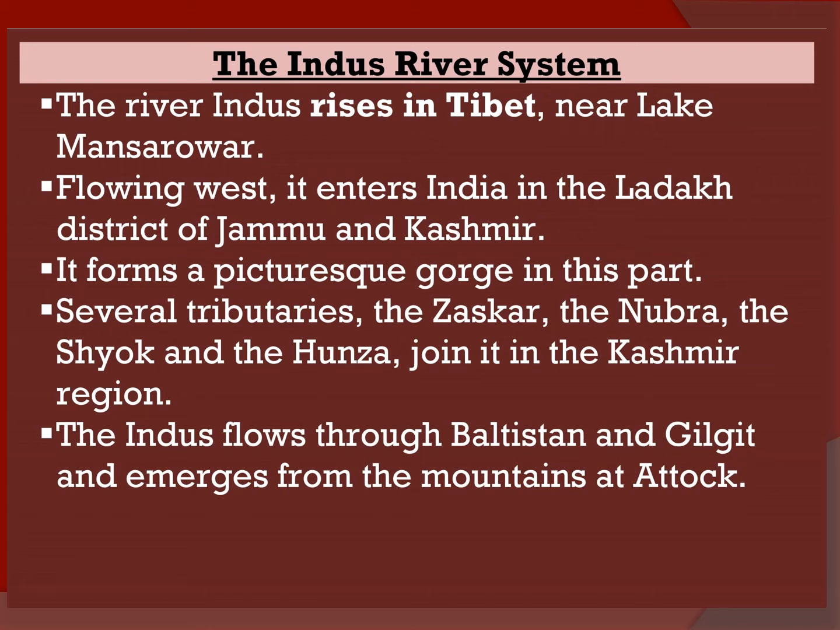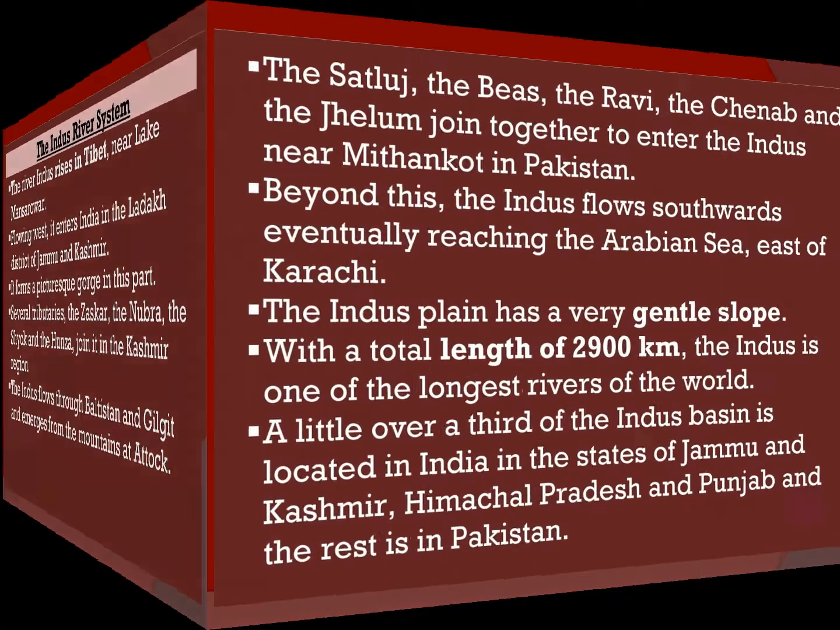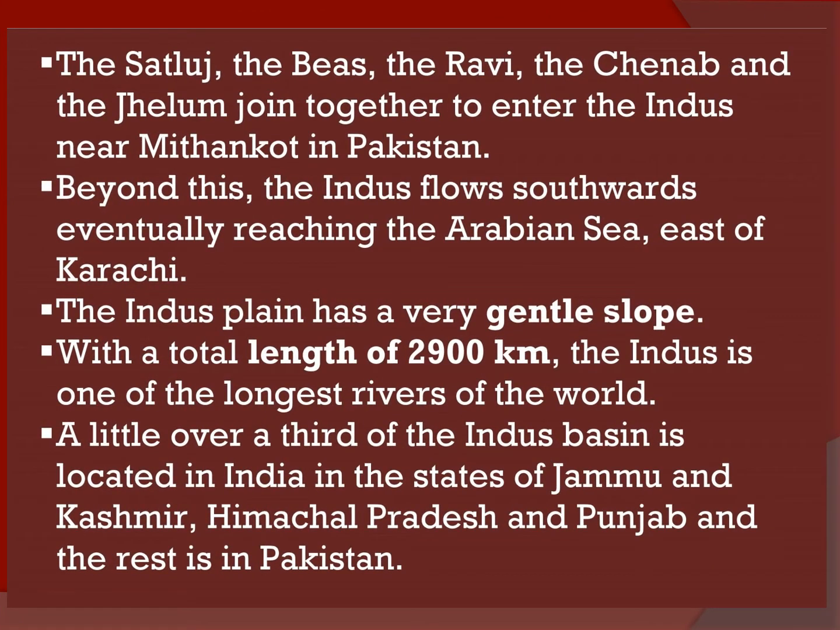In this Kashmir area, it has several tributaries that join it. These are the Zaskar, Nubra, Shok, and Hunza. From here, the Indus flows through Baltistan and Gilgit, and eventually emerges from the mountains at Attock. The Indus eventually reaches Mithankot in Pakistan, where it is joined by five main tributaries: the Satluj, the Beas, the Ravi, the Chenab, and the Jhelum.